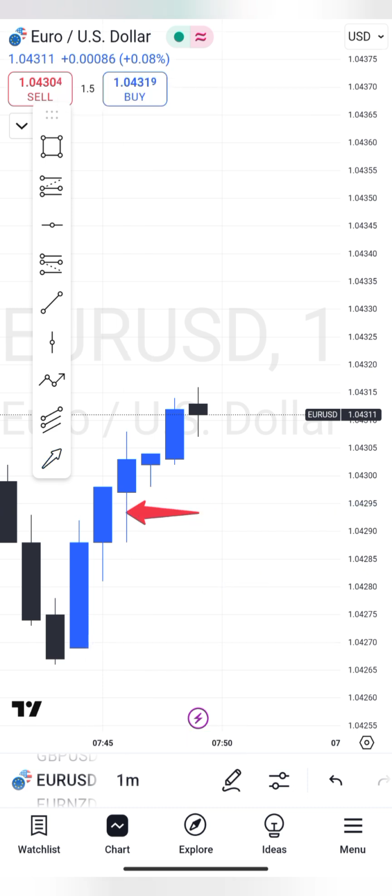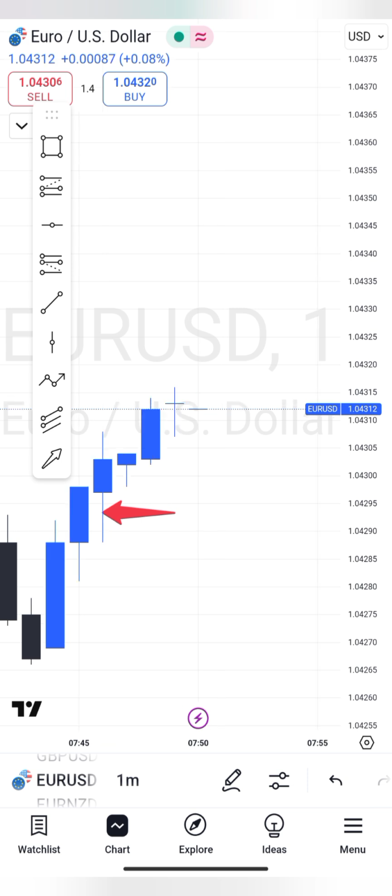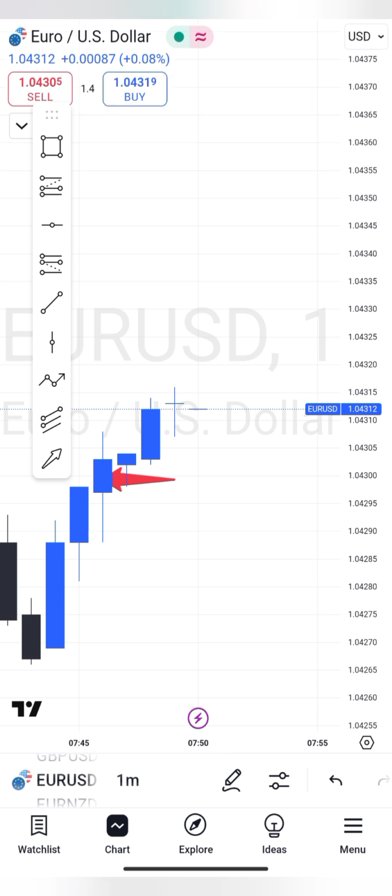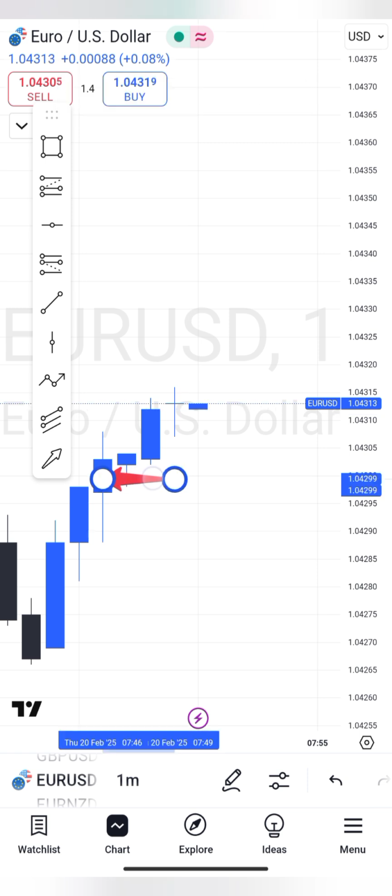This part that I'm pointing at is what they call the wick or shadow of a candle. It's just like the wick of a normal candle that you know. It's most commonly referred to as wick, but in some parts of the trading community they call it shadow. And this part that I'm pointing at, let me do it well.